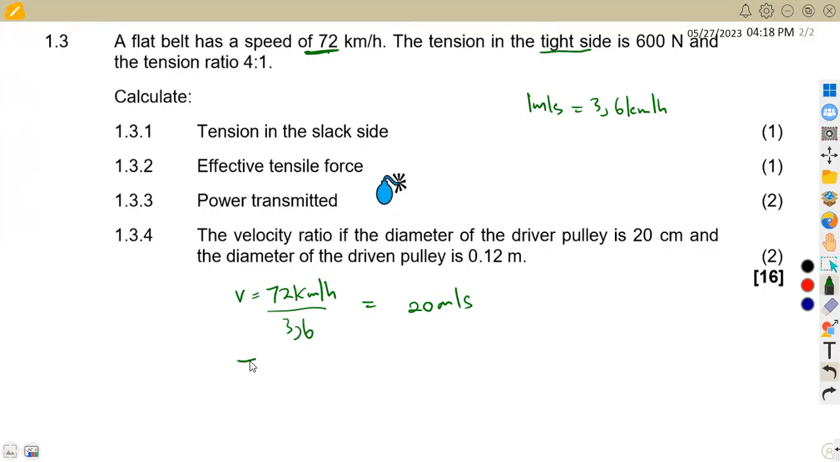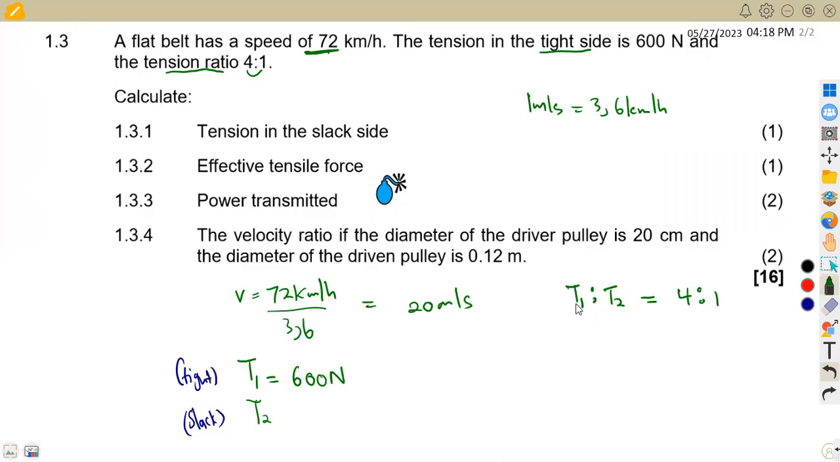Then we are given the tension of the tight side. Remember our tight side, that's T1. So our T1 is given as 600 Newton. And we do not have T2, which is the slack side. So T1, this is our tight side, and T2, this is your slack side. All right, so we do not have this one. And we also have the ratio, that is the tension ratio, 4:1. That is the T1 to T2 is the same as 4:1.